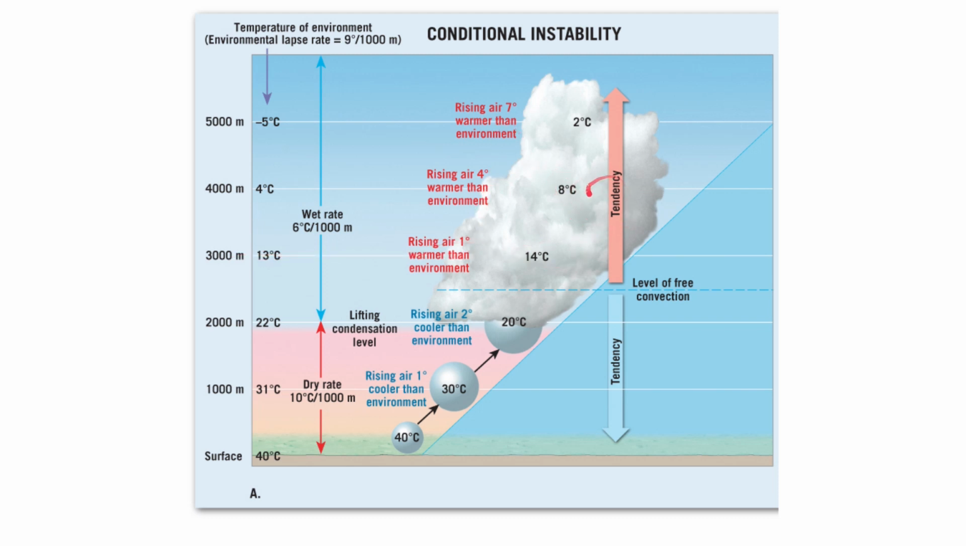And now at 4 kilometers, the parcel's 8 degrees and the air's 4. It's going to rise faster. Now the parcel's 2 degrees, and the air around it's -5. It's going to rise even faster.